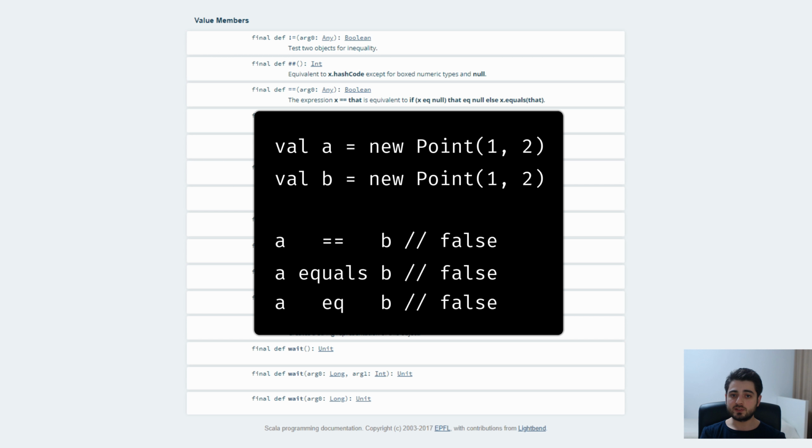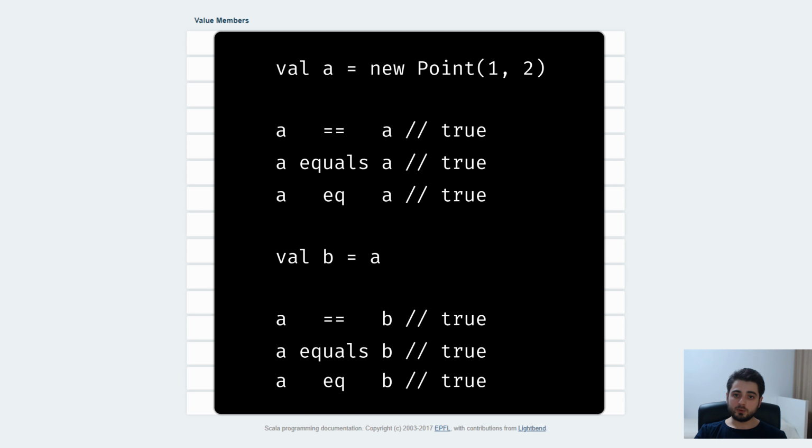So if it's exactly the same reference, say val a equals new Point with the coordinates 1 and 2, and then you just compare a to a, then it's the same reference, right? Or if you say val b equals a, so b is now just another pointer, another reference to the same object, then it will yield true. But this is not what we want. We want structural equality, and nothing will warn us if we forget to implement the equals method.